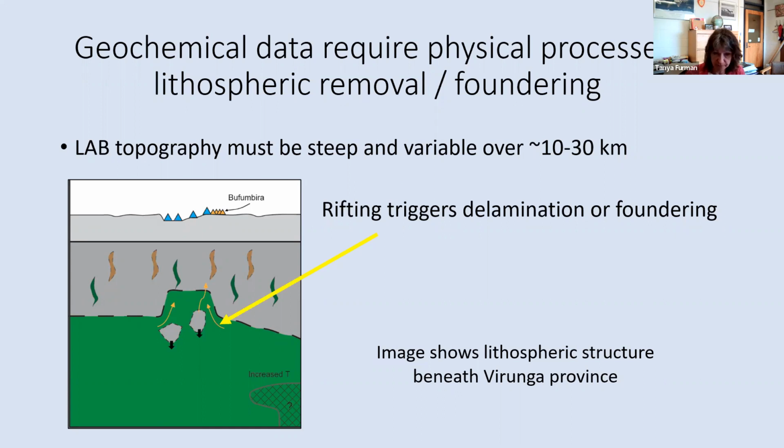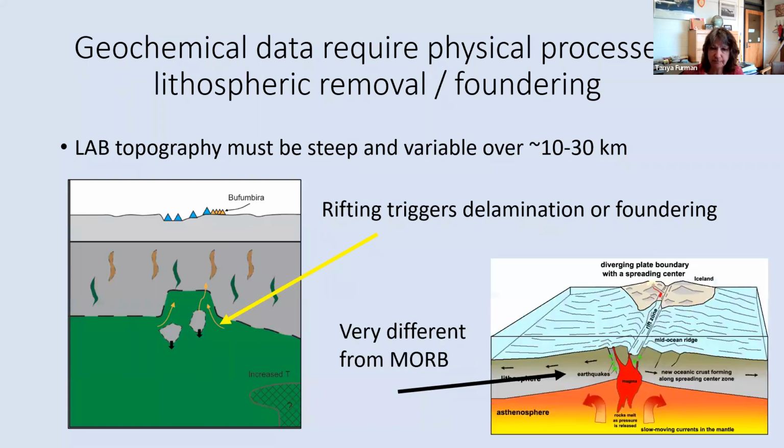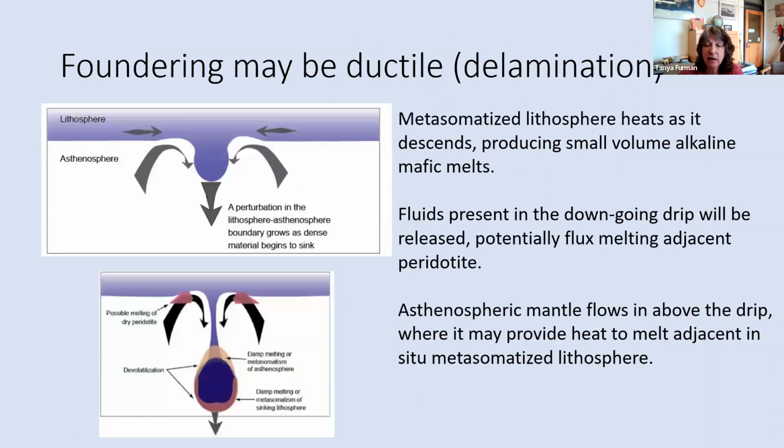Pieces fall off and they melt as they sink through the asthenosphere. Again, this is very different from mid-ocean ridge basalts. In mid-ocean ridges, we have a lovely upwelling of the asthenosphere. And in the Western Rift, we have, I think, a falling down of the very thick lithosphere as it tries desperately to get thin. That foundering may be ductile. We call it delamination.